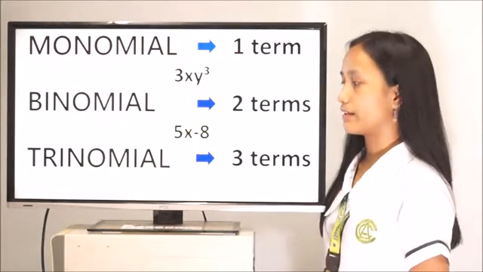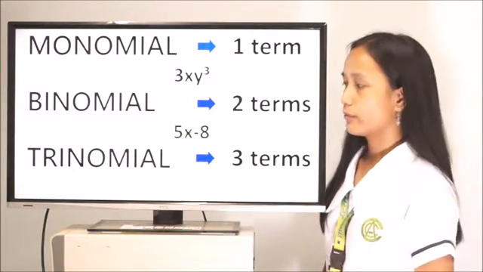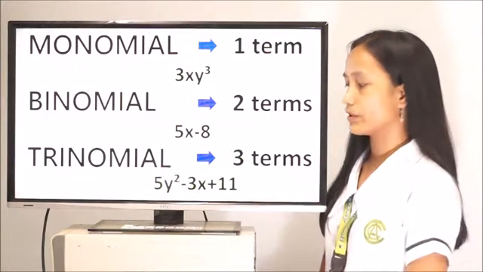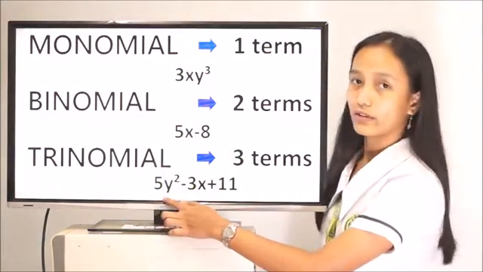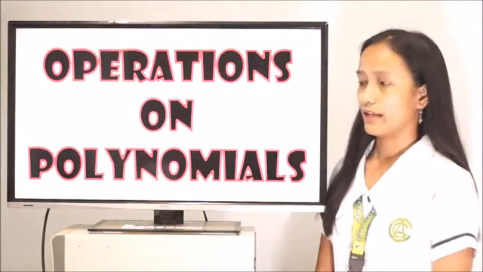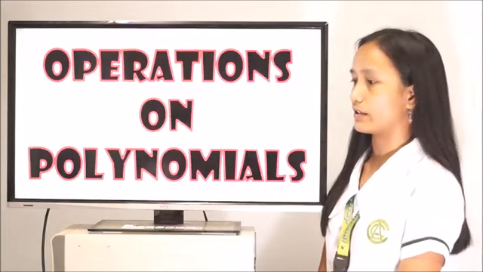Example of binomial is 5x minus 8. The first term is 5x and the second term is negative 8. Example of trinomial is 5y squared minus 3x plus 11. Now let's go on to the operations in polynomials.